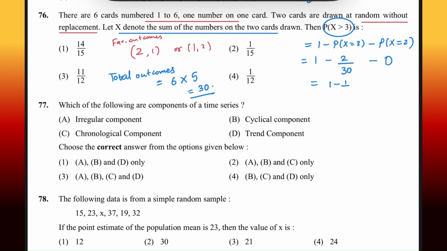So that gives me 1 minus 1 over 15. And the final answer for this question is 14 over 15, which is option 1. So option 1 is the correct answer for this question.